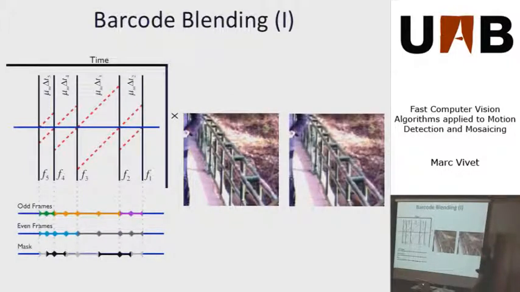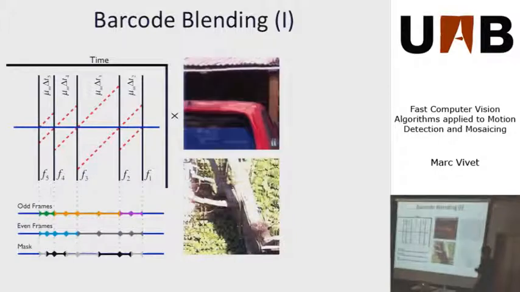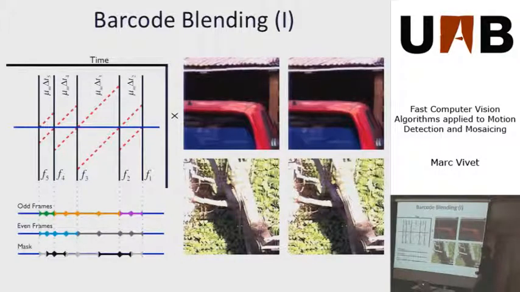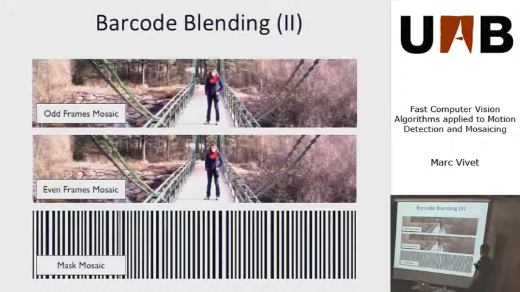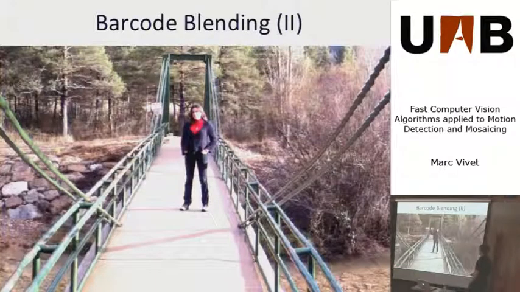And with blending, as you can see here, you can see the strips, and here they are hidden. This is another example. Here you can see the strips. This is maybe more clear, and here they are hidden, but the detail is preserved. And this is a big example. You can see the odd frame mosaic, the even frame mosaic, and the mask of this big mosaic. And this is the result without blending.